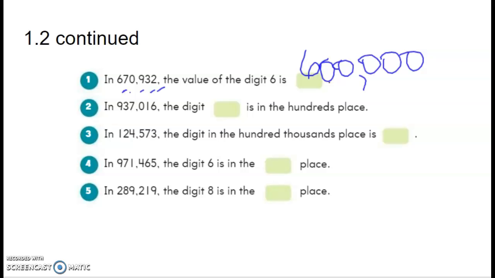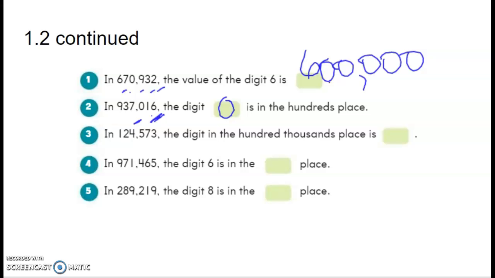Because 6 in the 100,000s is worth 600,000. That's its value. This next question is asking, in 937,016, the digit blank is in the hundreds place. I always start at the right and say, okay, ones, tens, hundreds, thousands, 10,000s, 100,000s. But memorize that order or have it nearby if you need it. So we're looking for the hundreds. So ones, tens, hundreds means a 0. That looks an awful lot like a 6. Let me quick erase that and make it more clear that I'm talking about 0 is in the hundreds place. So that's the place that it's in.